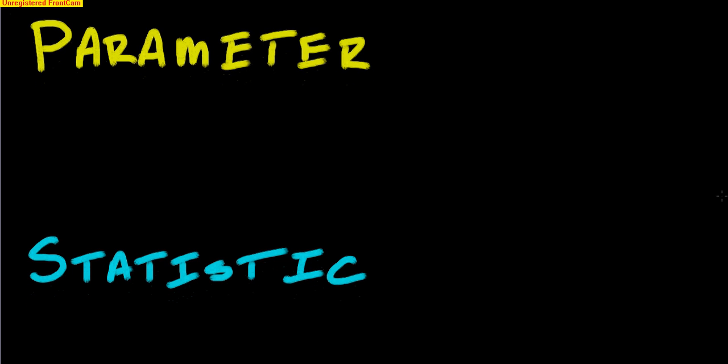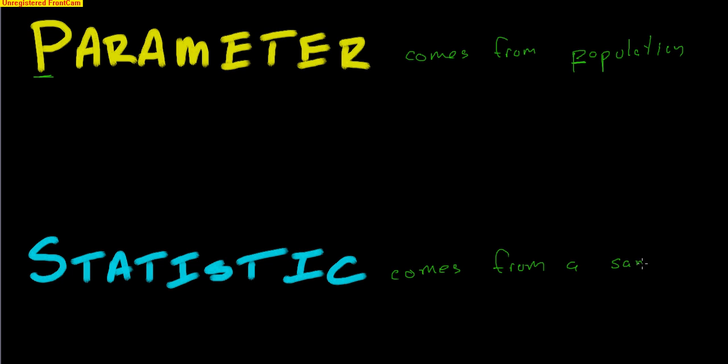So the first thing we have to do is understand the difference between what we call a parameter and a statistic. Now, to understand this, remember that a parameter comes from the population. An easy way to remember this is P for population, P for parameter. A statistic comes from a sample, and we really need to make sure that we understand the difference between these things. By the way, this is easy to remember because statistic starts with S, and so does sample.